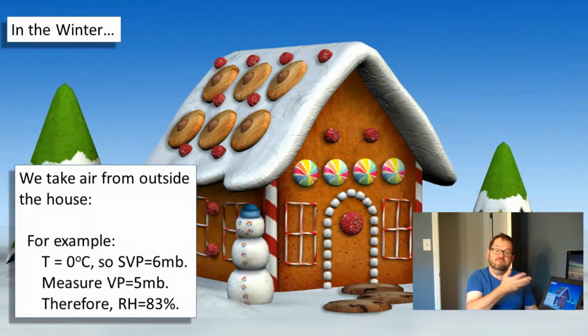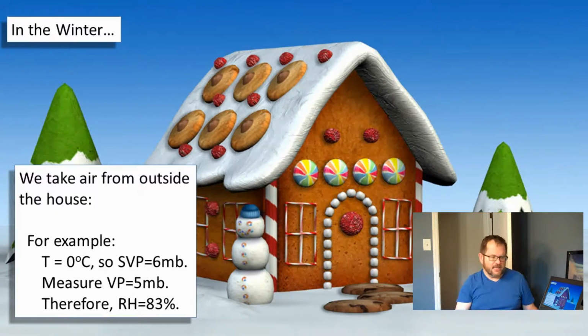Alright, then let's say we actually measured the amount of water vapor in the air outside the house, and let's say it comes to 5 millibars. Again, we don't actually have an instrument that measures vapor pressure directly. We have other instruments that we can do math with and then figure the vapor pressure out, but good enough. So we have a vapor pressure of 5 millibars, a saturation vapor pressure of 6 millibars. Since relative humidity is VP divided by SVP, 5 divided by 6 works out to 83%. Therefore, the relative humidity outside of this house is 83%. We are 83% of the way to being saturated.